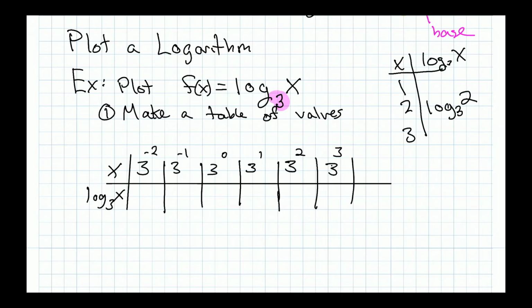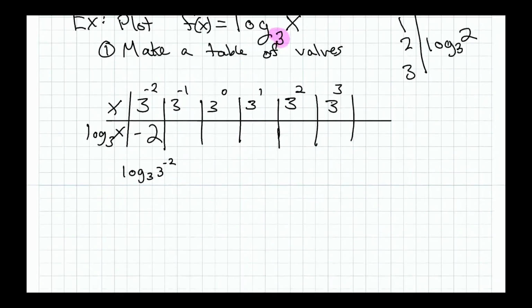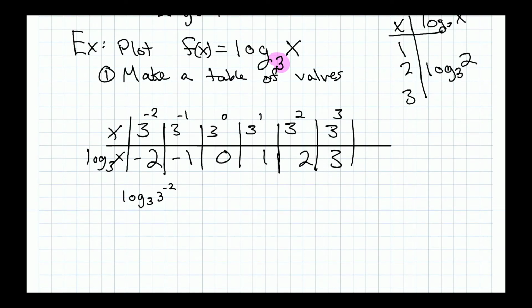Then when you take the log of them, you'll have stuff like log base 3 of 3 to the -2. And what is that? -2, right? Because that's how these work. We've seen that now a couple of times. So that makes this table very easy to fill out: -1, 0, 1, 2, 3. So the y values are simple values and the x values are a little bit more complicated.